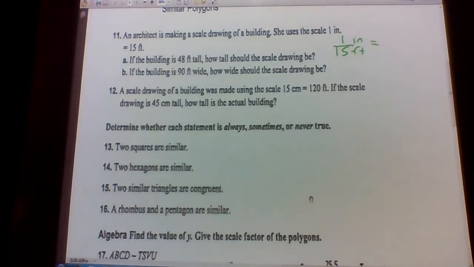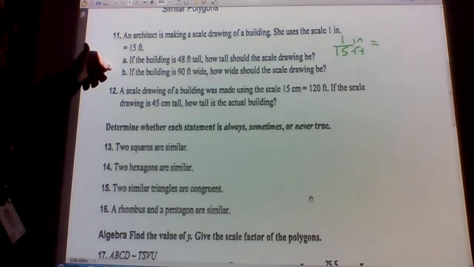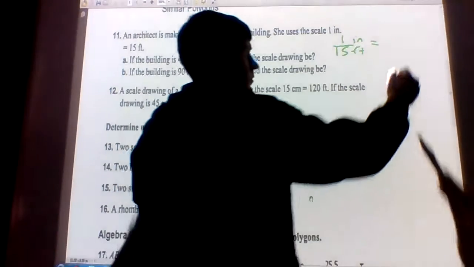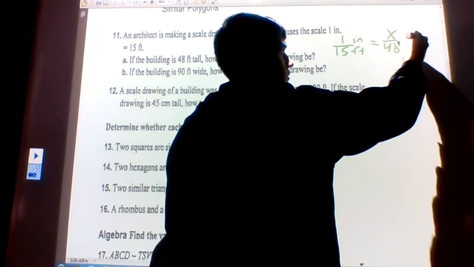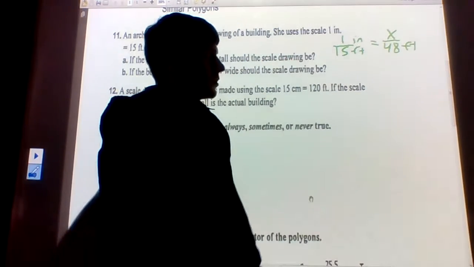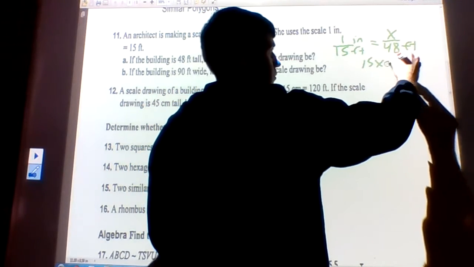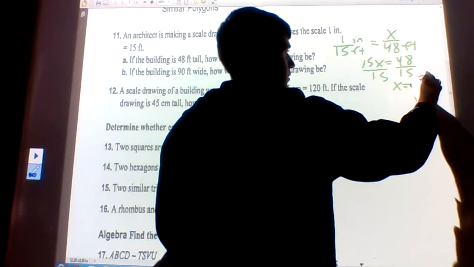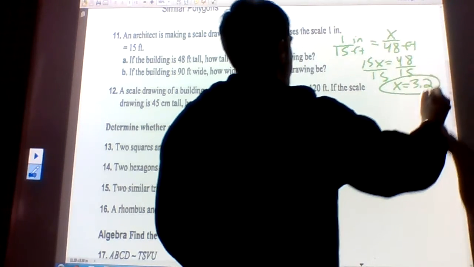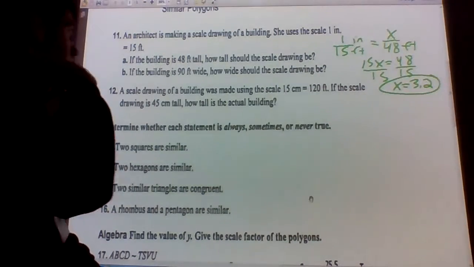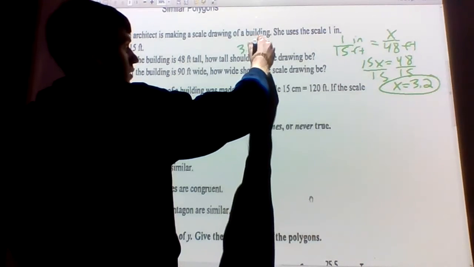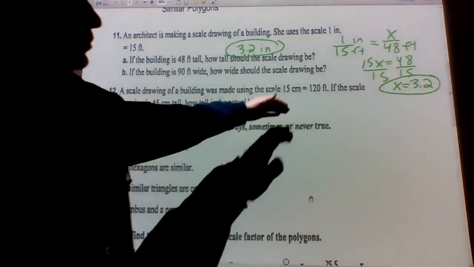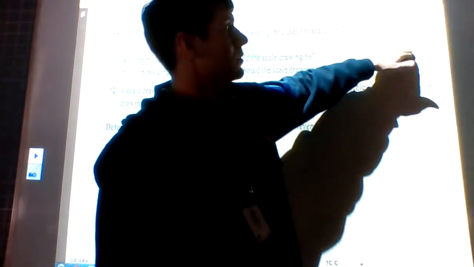So if every inch on the scale is 15 feet in real life, how many inches would a 48 foot tall building be? So you're going to have x over 48 feet. So you cross multiply, you get 15x equals 48. Then when you divide by 15, you're going to get x equals 3.2. So it's going to be 3.2 inches. So if 1 inch is 15 feet, then 3.2 inches is going to be 48 feet.